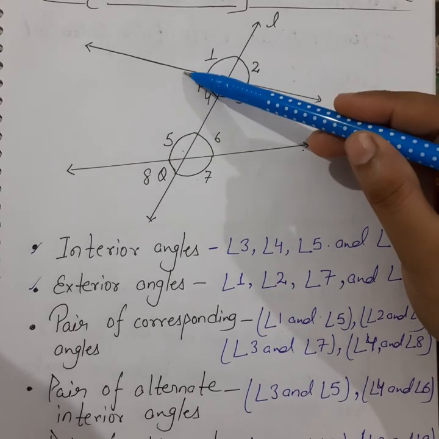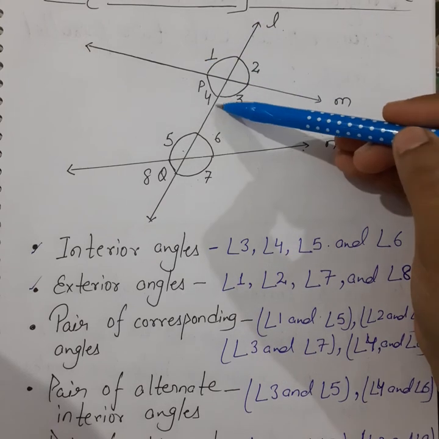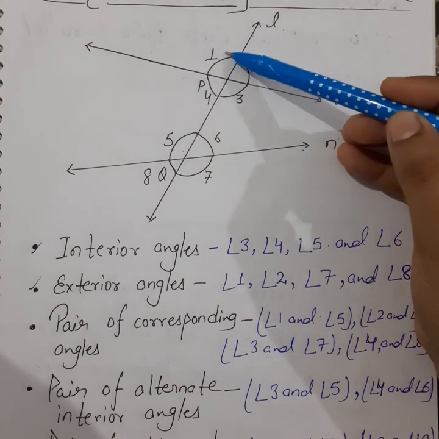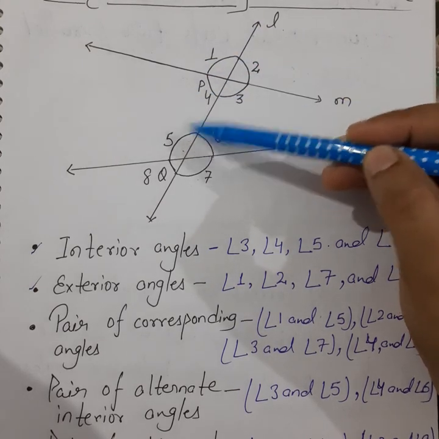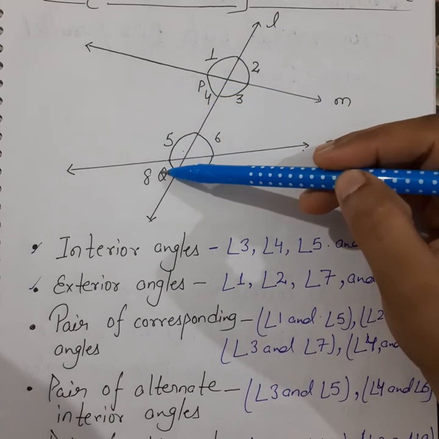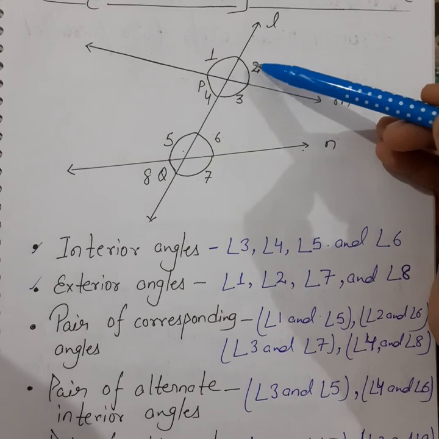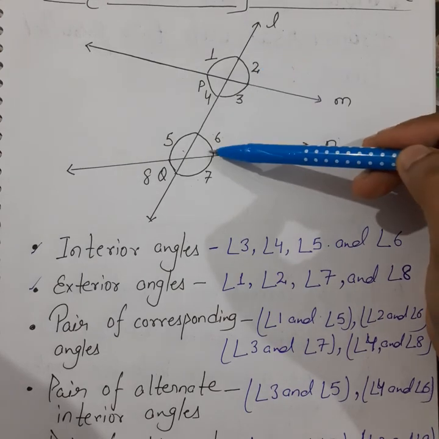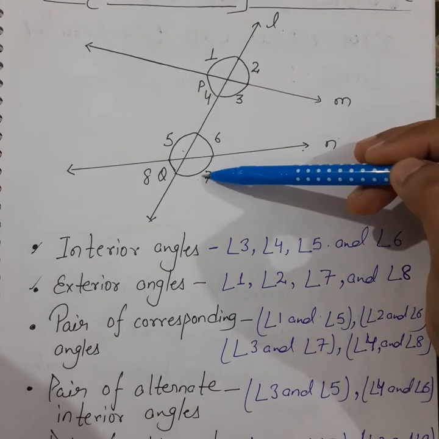Same side of the transversal, we can say that. Same side of transversal, one is exterior, one is interior. Angle 1 and angle 5, one pair. Angle 4 and angle 8, second pair. Angle 2 and angle 6, third pair. Angle 3 and angle 7.